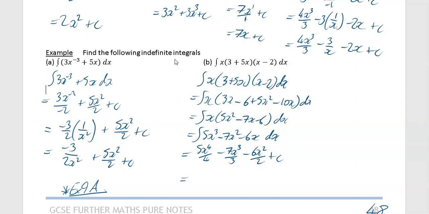Have a look and see if there's anything you can tidy up. I don't think there's much, just one term. So we've got 5x to the 4 over 4 minus 7x cubed over 3 minus 3x squared plus c. So that's our first thing in integration. This is called indefinite integration. We'll see what that means compared to the other version in a wee minute. But here you're now ready to do exercise 9A from your CCA question book.